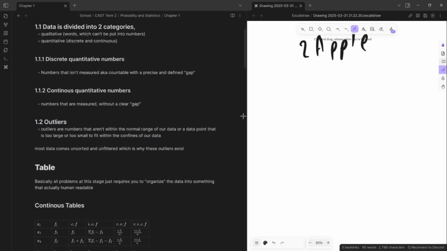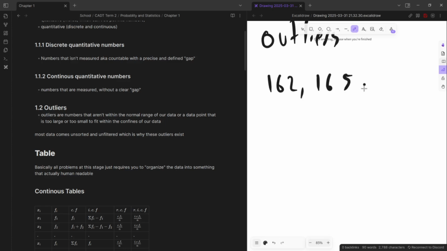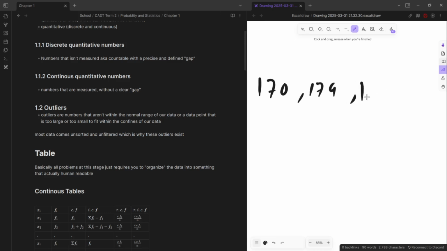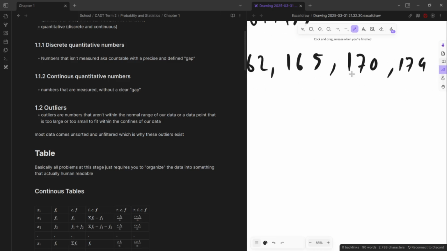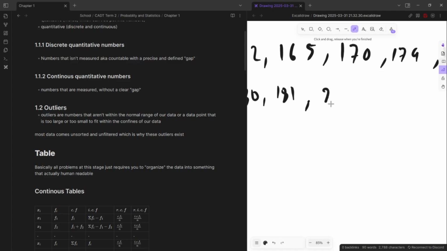And in statistics, there are outliers. Outliers are numbers that do not fit within the expected range, if that makes sense. Like if your data set is about how tall are you? Everyone's like 162, 165, 170, 179, sorted for convenience's sake, 180, 181. And then there's this guy who's like 240.